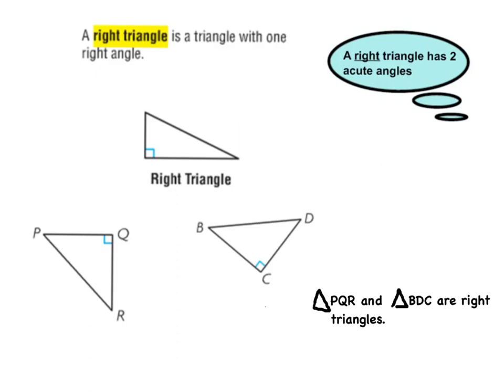So go ahead and write in your notes, right triangle. Make sure you say it is a triangle with one right angle. And why don't you go ahead and try to draw a right triangle? For example, as close as you can, I want you to make a right angle and then connect the other 2 together that look acute, and then go ahead and make a little square right there to show that this is in fact a right triangle.